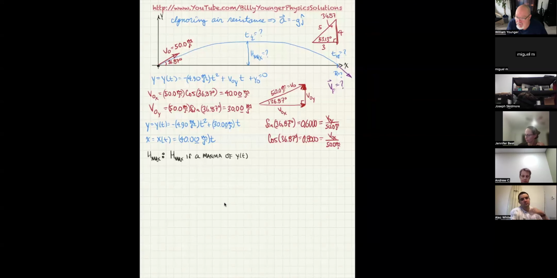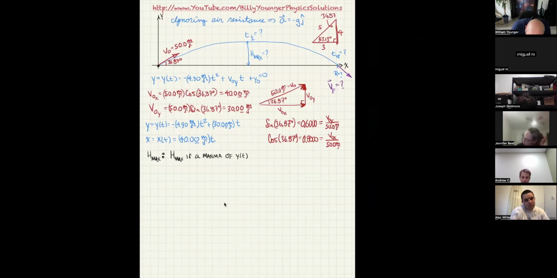If you look at the function of y of t, it makes a parabola like that, and the highest point on it is a maxima. So to find a maxima, we take the derivative and set it equal to 0. That'll give us the time at which the H max occurs, and then we go back and put it in the y, and that'll give us the height at the time it reaches the H max. Does that make sense?